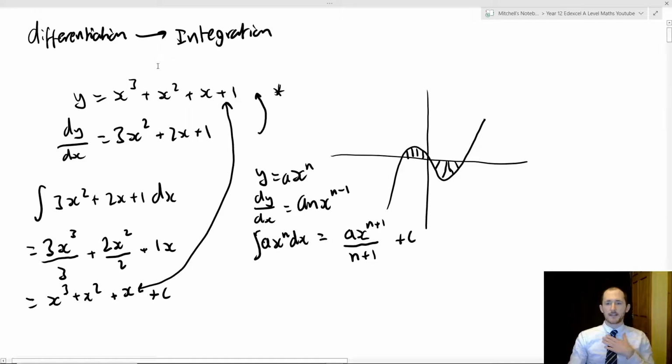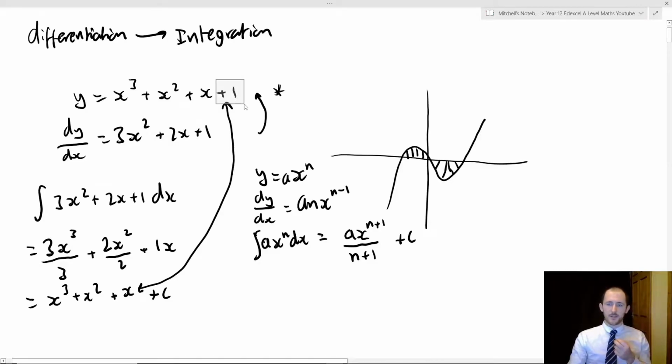Now the thing is, I don't know what this plus value would be, right? It could be plus 1, but it could be plus 2, 3, it could be negative 10, it could be anything. So because I don't know what it is, I have to put a plus c. And this is the problem when you differentiate and integrate, is you do lose some information, right?